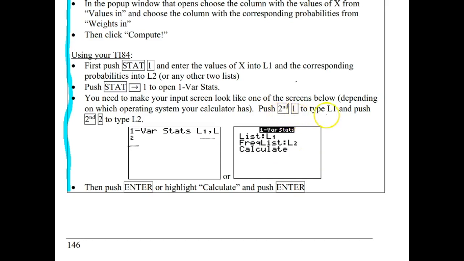Second 1 types in L1, second 2 types in L2, and for those of you that have this particular screen, that comma is the key above your 7 key. On this screen, we would just put L1 next to list and L2 next to frequency list, and then we would highlight calculate and push enter to see that output screen.